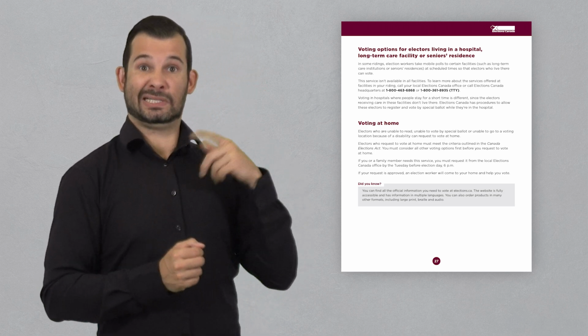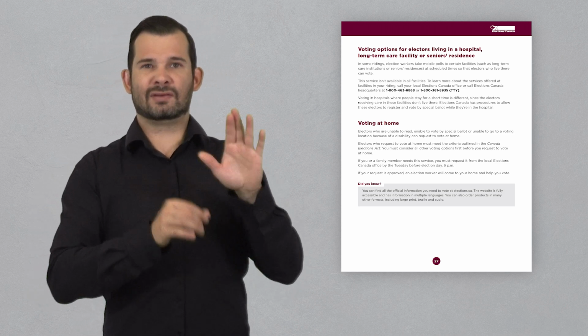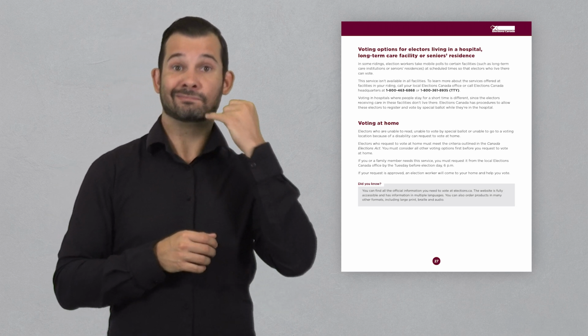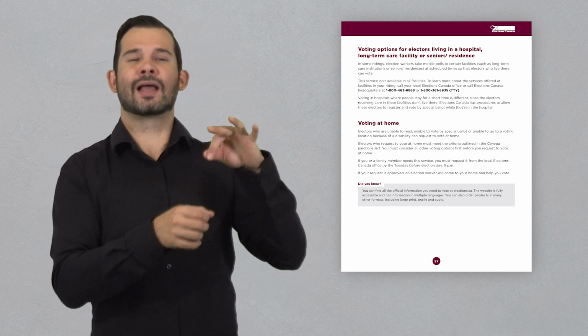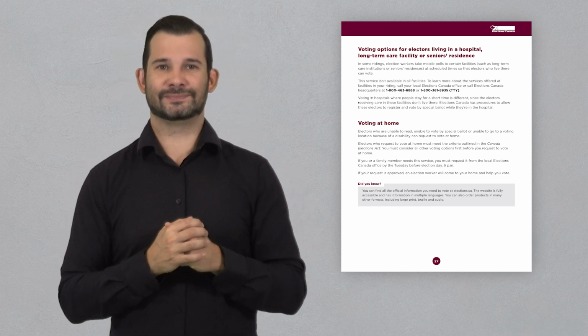If you or a family member needs this service, you must request it from the local Elections Canada office by the Tuesday before Election Day, 6 p.m. If your request is approved, an election worker will come to your home and help you vote.